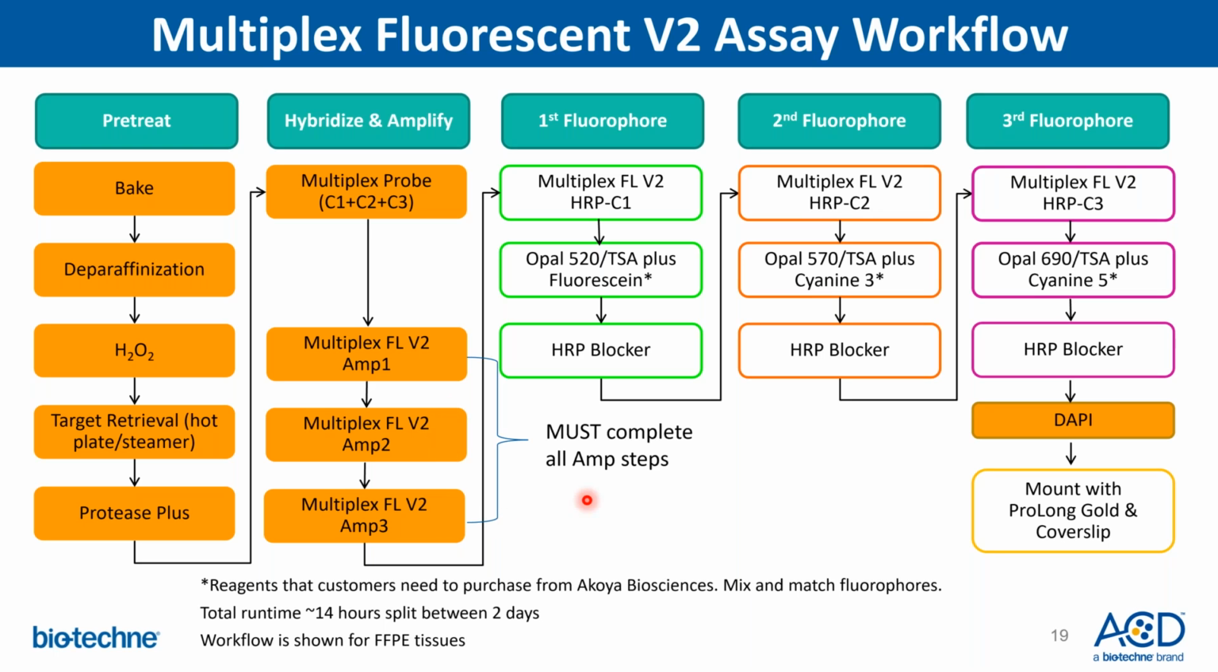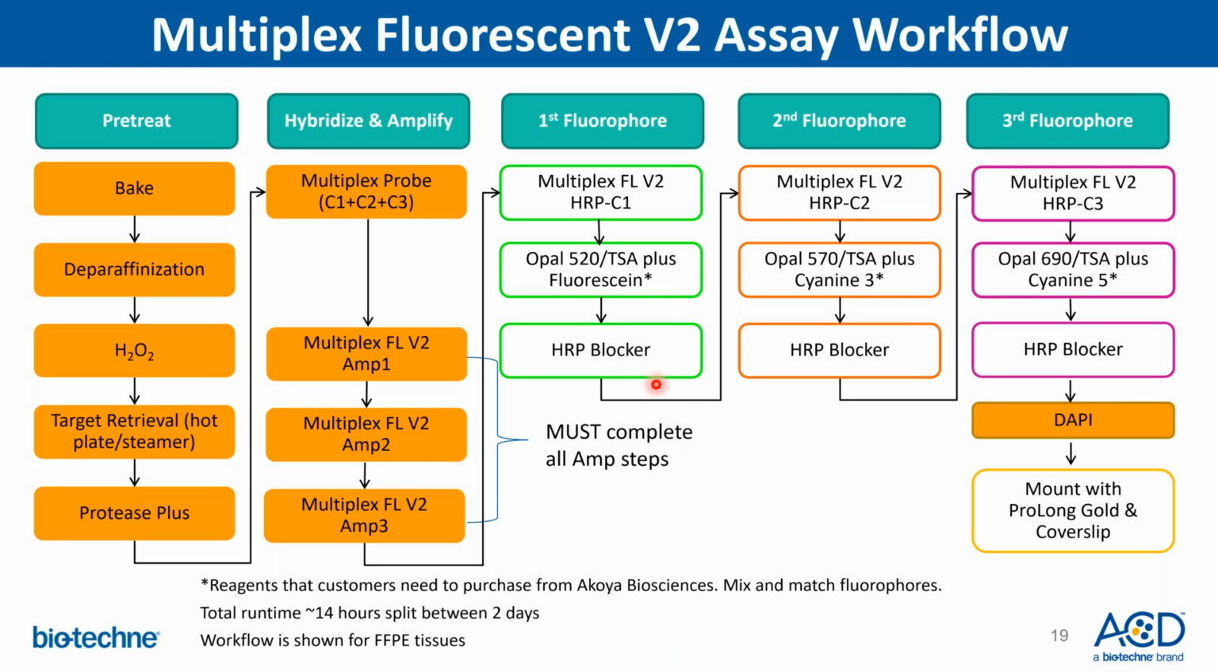This will then be followed by detection of individual channel probes. So you will start with HRP-C1 for detection of the channel 1 probe, followed by incubating with a fluorophore, which could be Opal dyes or TSA Plus fluorophores. Please note the TSA Plus fluorophores are reagents that you would need to purchase from Akoya Biosciences.